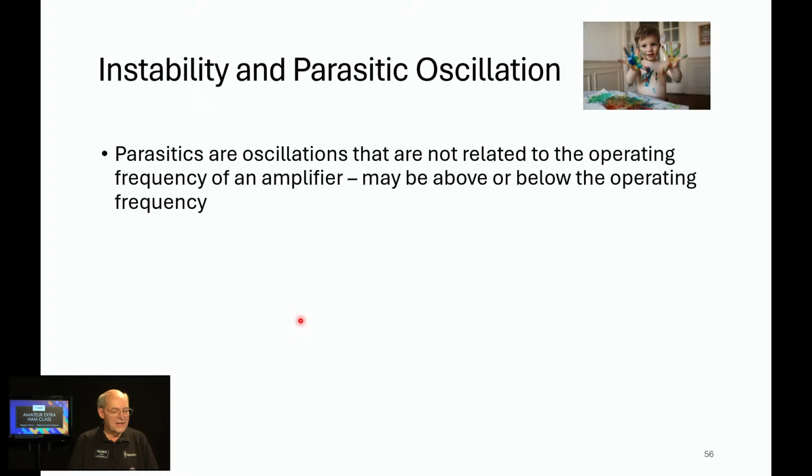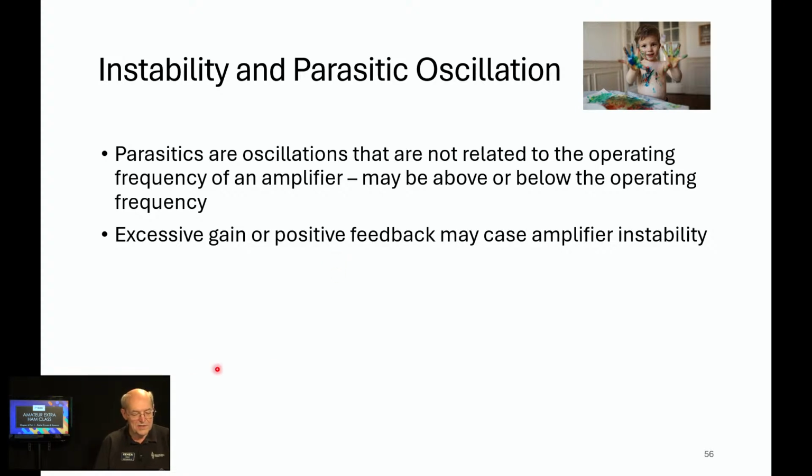So you want to have nice clean signals. Some people call them parasitic oscillations children. Well, they're messy, and we don't want to have messy signals. So parasitics are oscillations that are not related to the operating frequency of an amplifier. They may be above or below the operating frequency. So parasitic oscillations are bad.